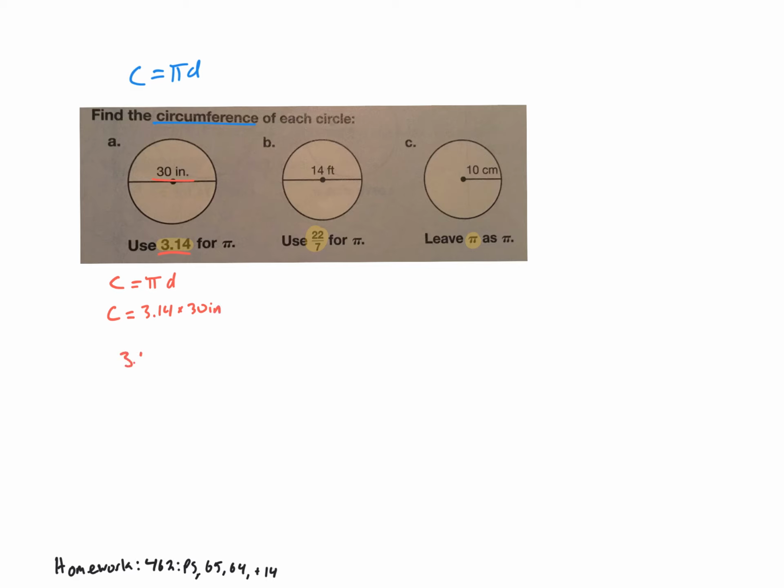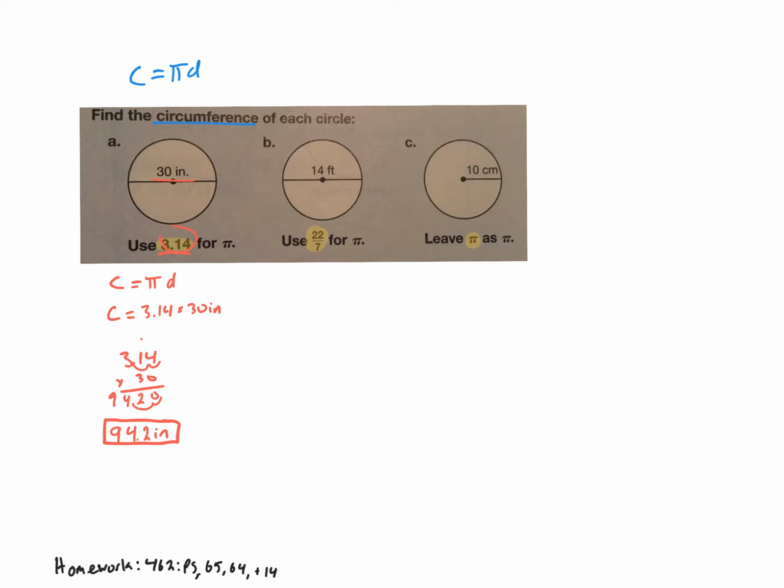So a little bit of math here, 3.14 times 30 is going to be 0 times everything. Hold that place value, so 3 times 4 is 12. 3, 4. So 9420. I came over 2 decimal places, so I need to come over 2. So I'm going to say 94.2 inches is approximately our circumference, since I'm estimating for pi.